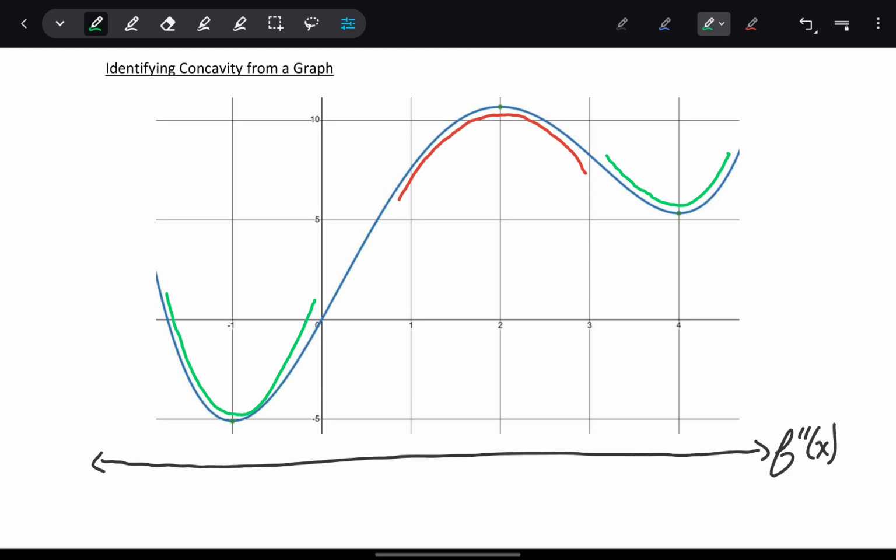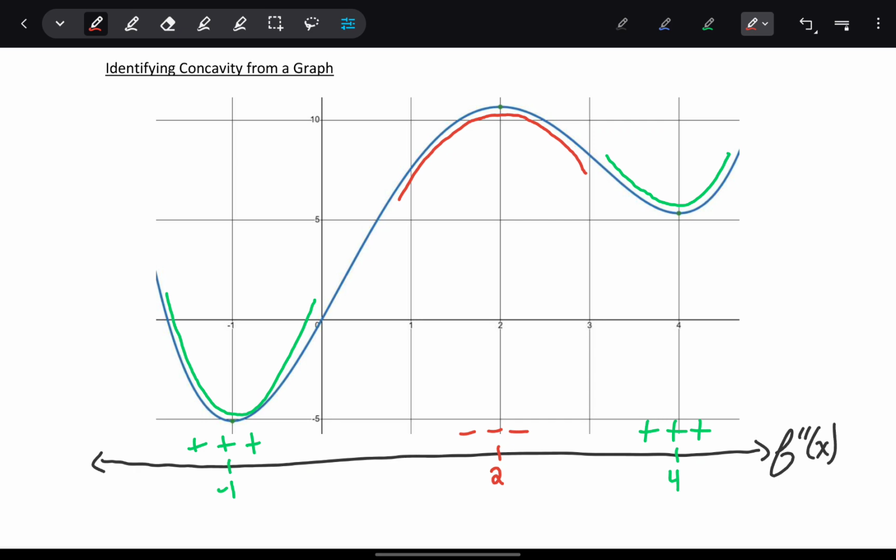We can see that at x equals -1, our concavity is positive because that curve is opening upwards. So we call that concave up. At x equals 4, again, our curve is concave up. And at x equals 2, our curve is concave down.